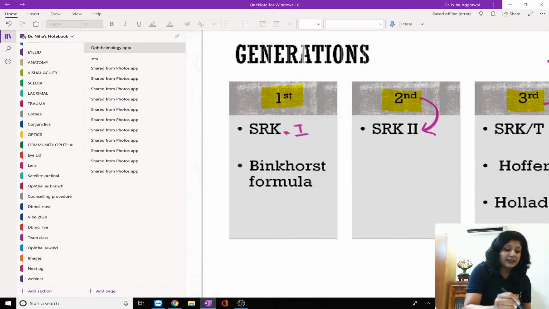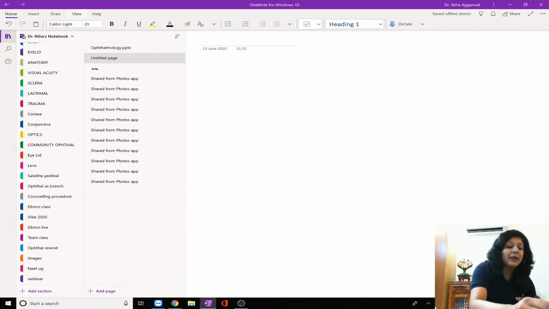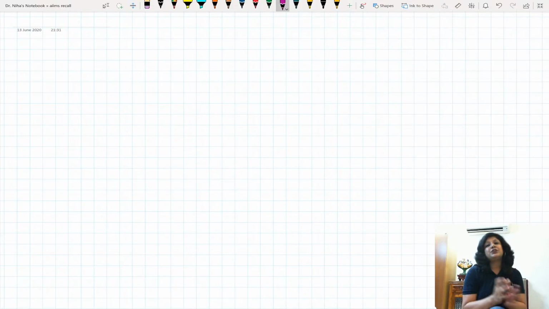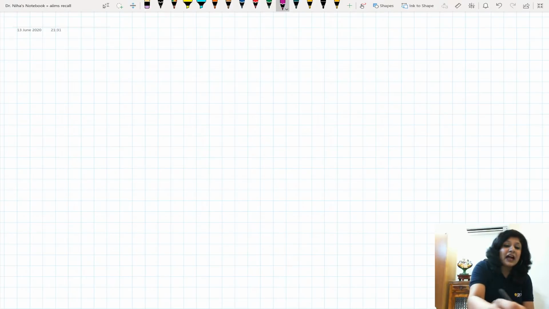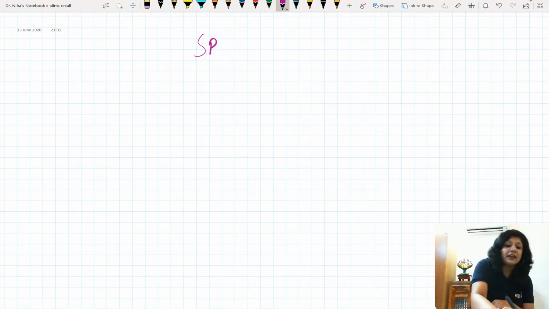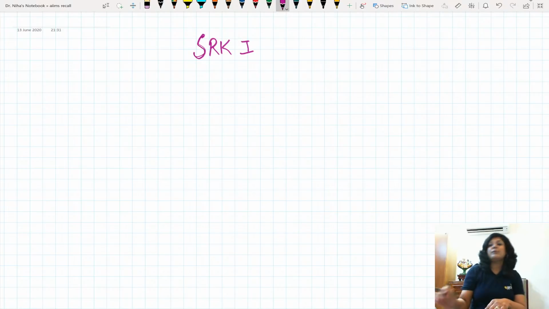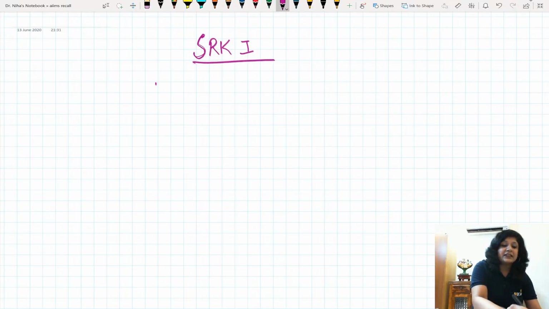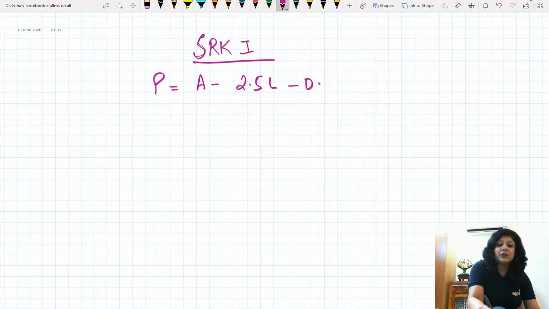Now I will tell you actually what is the concept behind it and why we require different formulas for the calculation of the power. Now let us start with the very basic, that is your SRK1 formula, right? Usually we are concerned with this formula only. Now SRK1 formula says that power is equal to A minus 2.5 L minus 0.9 K.